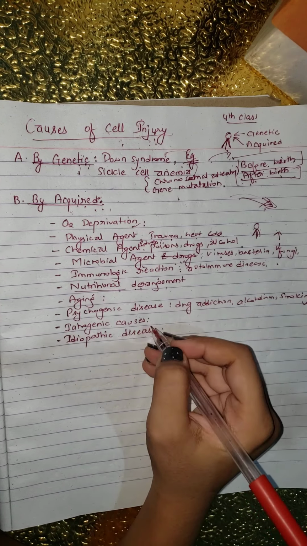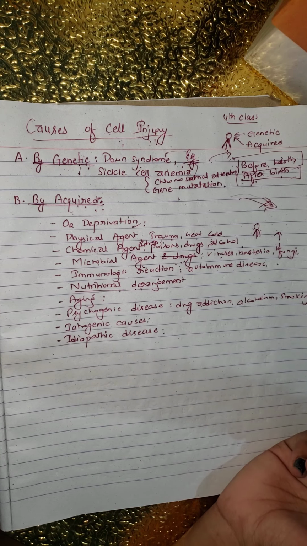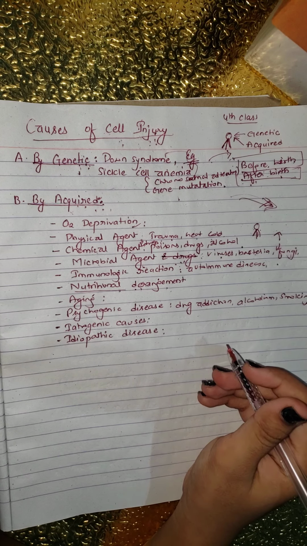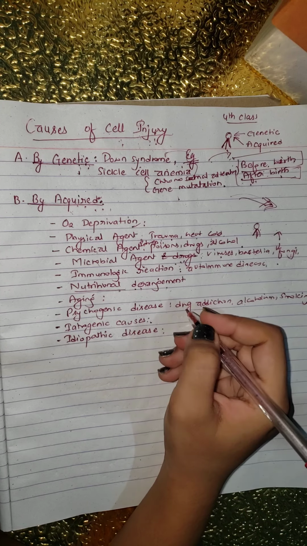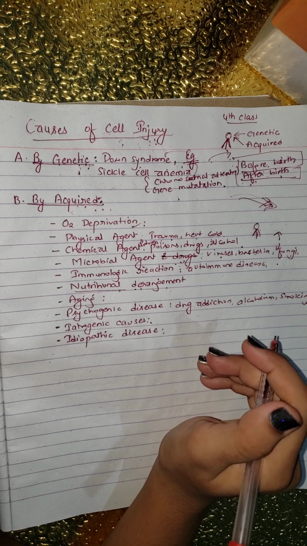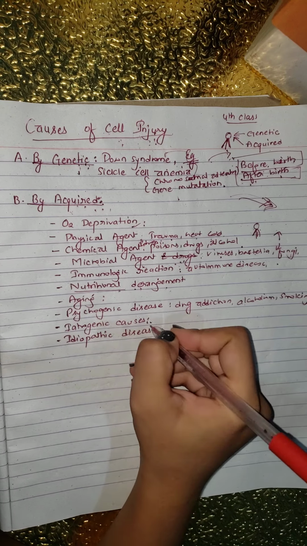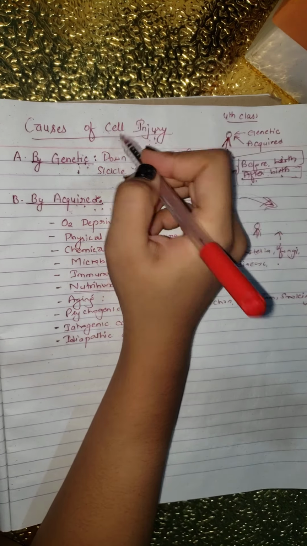And iatrogenic cause means it involves the physician. For example, occurrence of some kind of disease or death because of the wrong judgment of a physician or untoward effect of administered therapy. These are causes which shouldn't happen. These are unfortunate causes that can also cause injury to the cells.